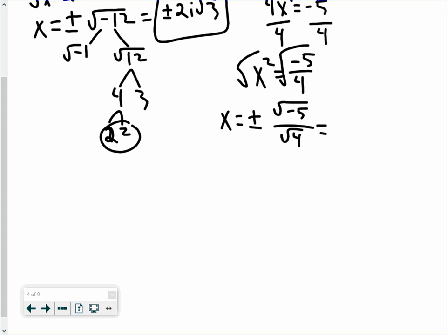The square root of -5 is the same thing as square root of -1 multiplied with square root of 5, and square root of 4 is just 2. So what we get is x equals plus or minus, square root of -1 is i, so we get i root 5 all over 2.